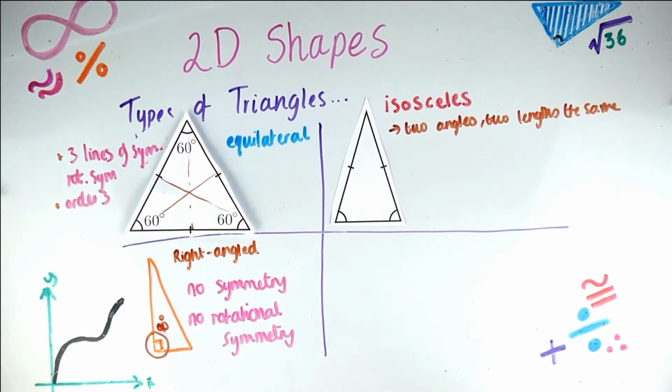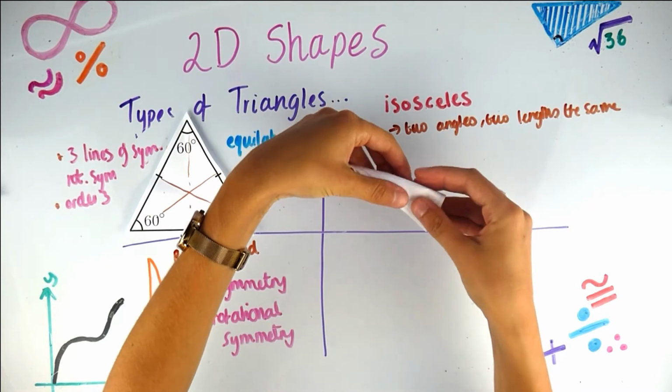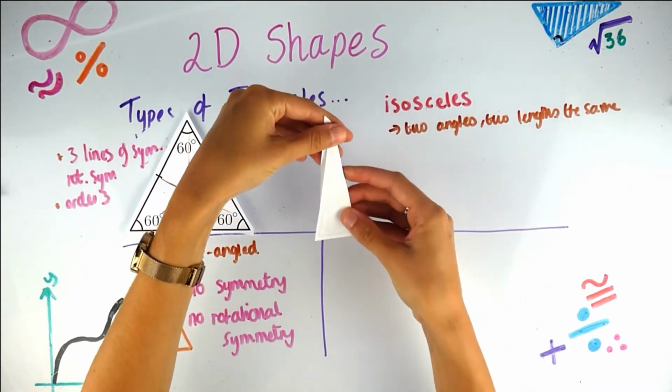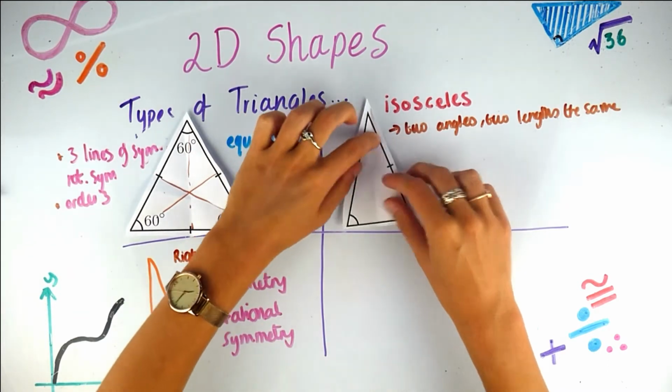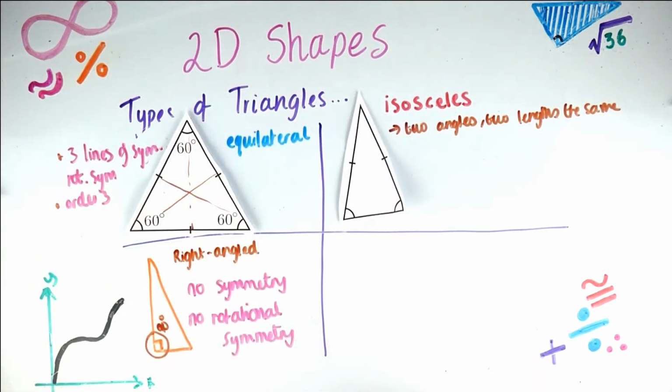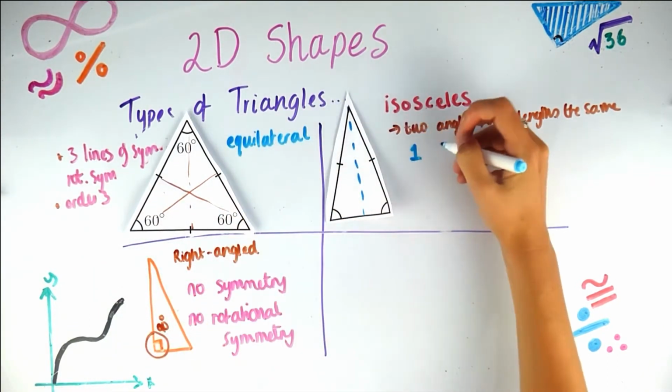So is there any line in which I could fold this along and get the same thing? Yes, there is, straight down the middle. I would fold that and it would fold neatly. I couldn't do that, I couldn't do that, so there seems to be only one, and that's down here. So it has 1 line of symmetry.